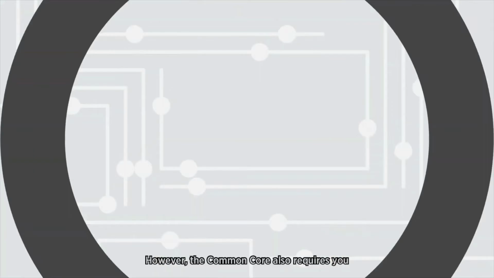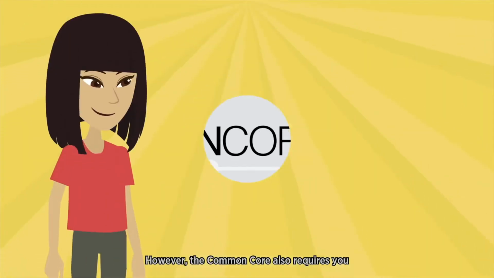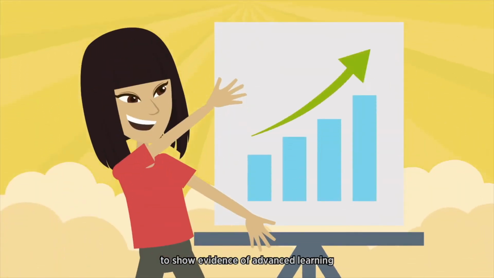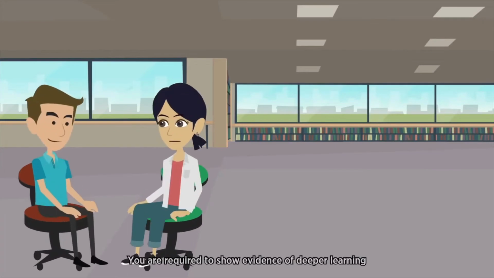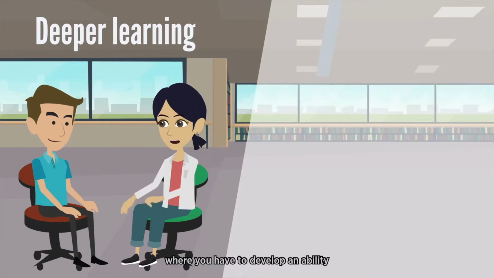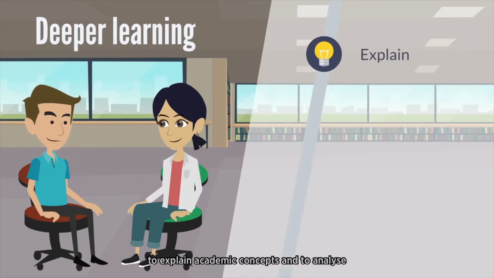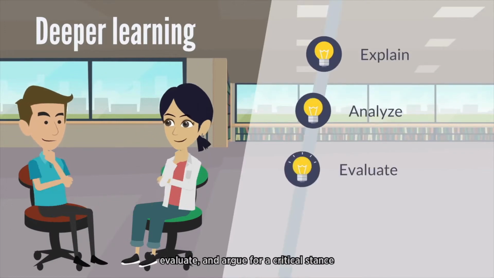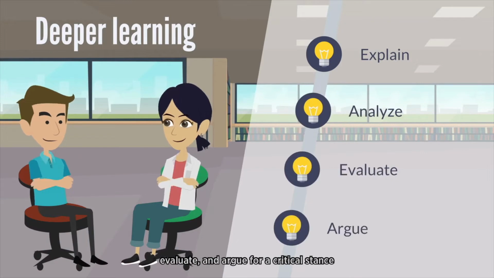However, the Common Core also requires you to show evidence of advanced learning. You're required to show evidence of deeper learning, where you have to develop an ability to explain academic concepts and to analyze, evaluate, and argue for a critical stance.